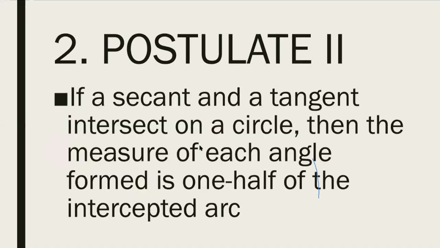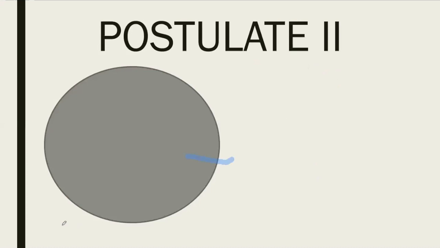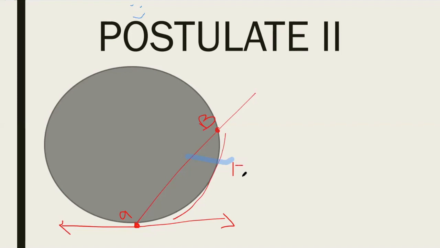Postulate two. If a secant and a tangent intersect on a circle, then the measure of each angle formed is 1/2 of the intercepted arc. So tangent, nagpapas lang sa one point. So this is your tangent and this is your secant kasi nag-i-intersect siya sa dalawang points. So A and B. Kung ang arc mo rito ay 158 degrees, ano yung angle mo?